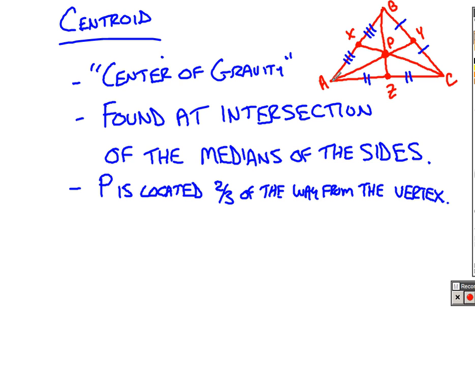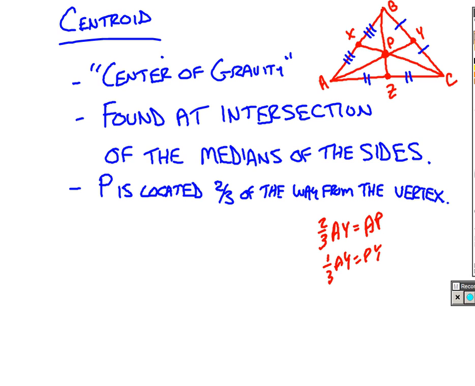The median goes from an endpoint to the midpoint directly across from it. And one of the cool things is that the point here breaks up the median into thirds. You get 2/3 on this side, 1/3 on the other side. So that means that if we have segment AY, 2/3 of it would be the segment AP, the one going from the corner to the middle. And 1/3 of that whole big median would be the same as PY, which is going to the side.